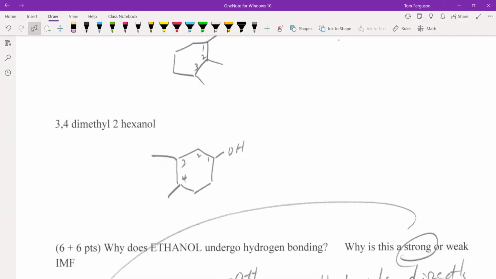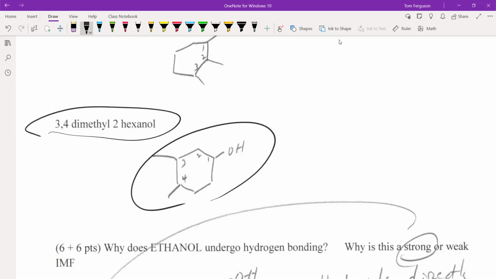Okay, what is wrong with this drawing? Or this name? They don't match.